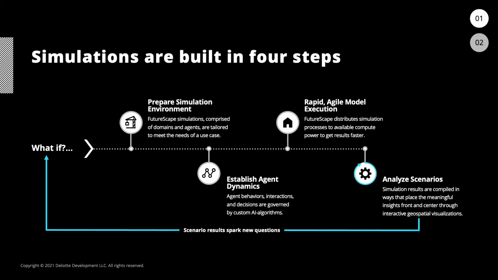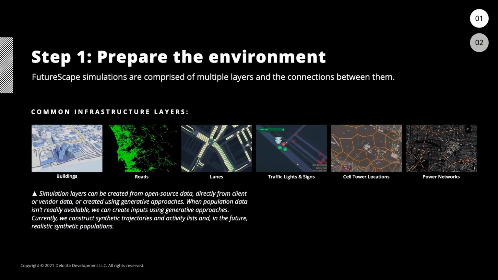Third, we run the simulation in a distributed way to reduce the computational demand on any one machine. This patented approach allows us to run massive scale simulations relatively quickly without sacrificing detail. Finally, we analyze the outputs and communicate these to our clients using dashboards and geospatial visualizations that make the meaningful insights easy to understand. These results often spark new questions, and we can then make changes to the simulation environment accordingly to test the impact of various scenarios. I want to walk through this process in a bit more detail. Foundationally, simulations are comprised of infrastructure layers, the connections between them, and the agents that travel through them.